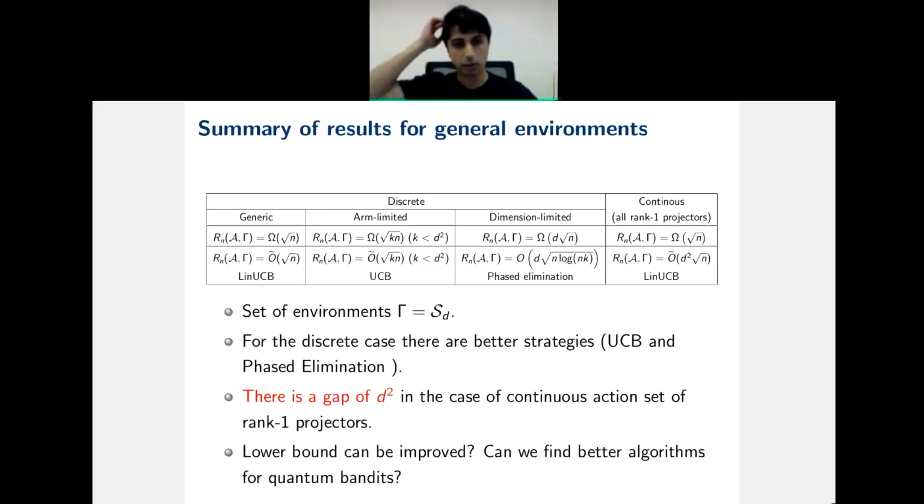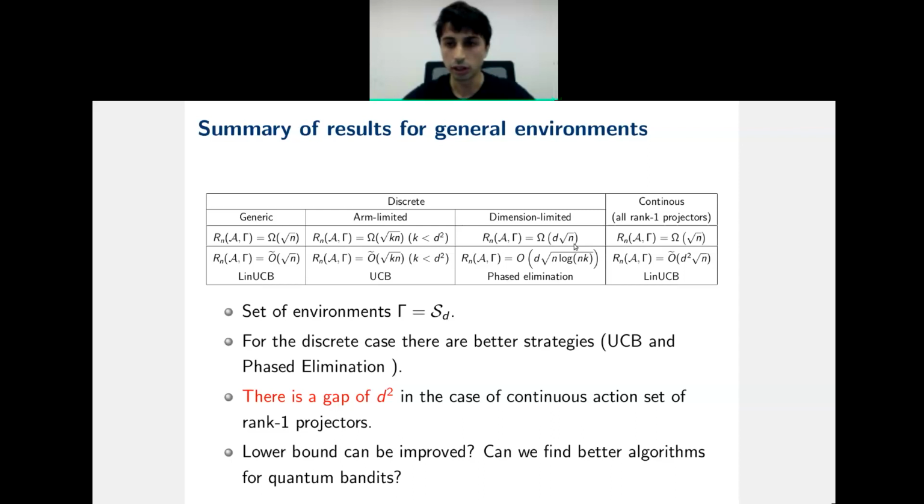So actually, this is a table of our lower and upper bounds. So for the discrete case, we can match lower and upper bounds. So they scale always as square root of n. And we differentiate between arm limited and dimension limited. Arm limited means that the number of observables is less than the dimension squared. And dimension limited means that we allow a larger number of observables. So the scaling goes, for example, for arm limited as square root of kn, and for dimension limited, d square root of n. So in this case, we can match lower and upper bounds almost optimally.